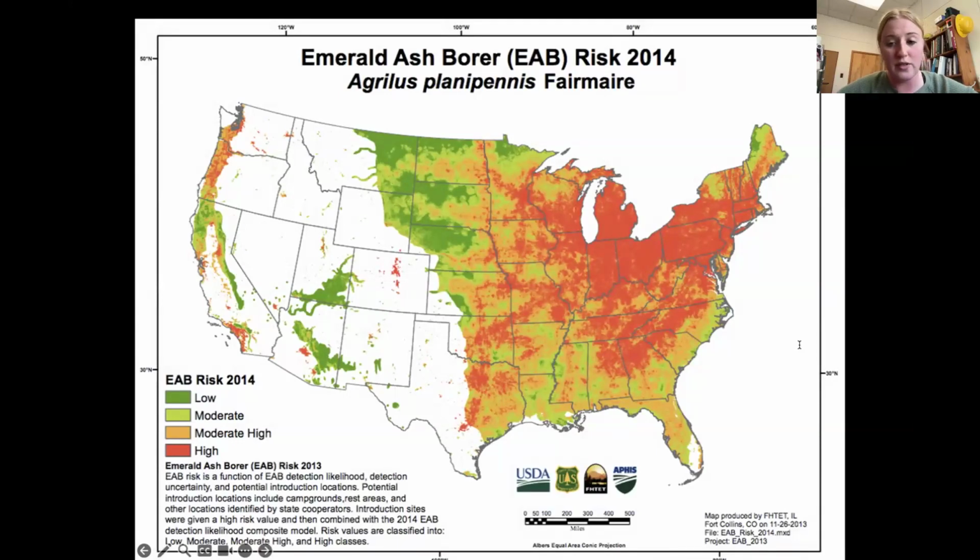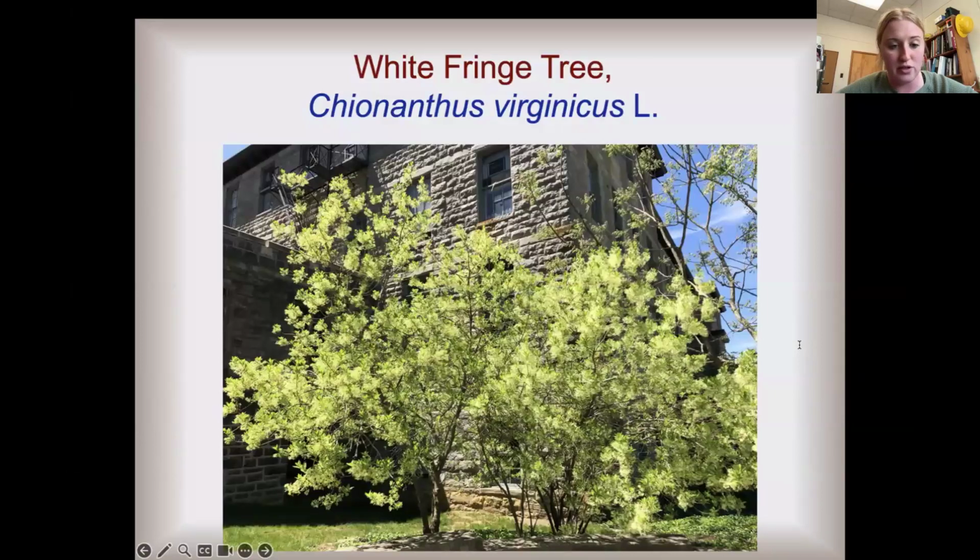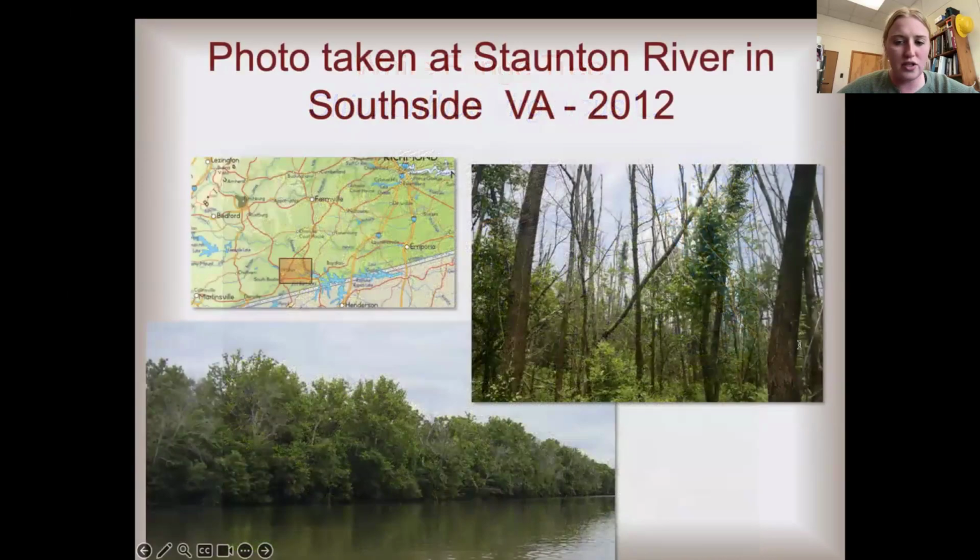It also feeds on the native white fringe tree, which you may not have known. This is a tree that we have here on campus. Really beautiful tree. This is a depiction of an infestation of emerald ash borer, taken at Stanton River in Virginia in 2012. And this is where my boss would say, can anybody say firewood? Because it just looks like a lot of trees that can be used for firewood, but it's so sad to see all these ash trees die. We have on campus, I think, 1 or 2 ash trees that are alive, and that's because they're treated chemically very often, which we'll talk about when we talk about management.